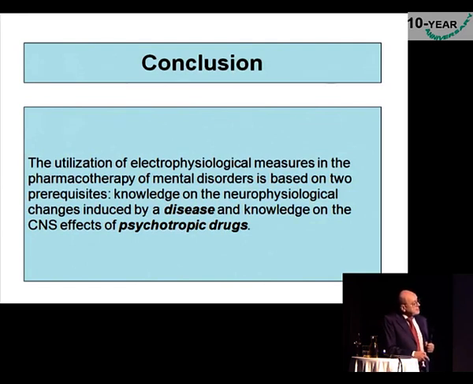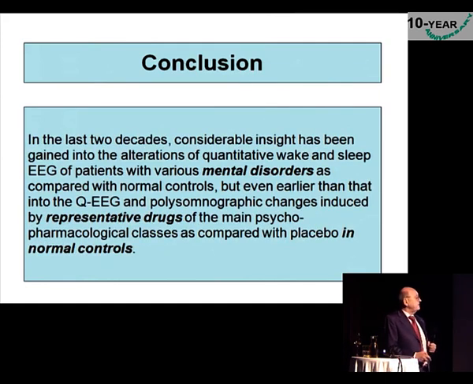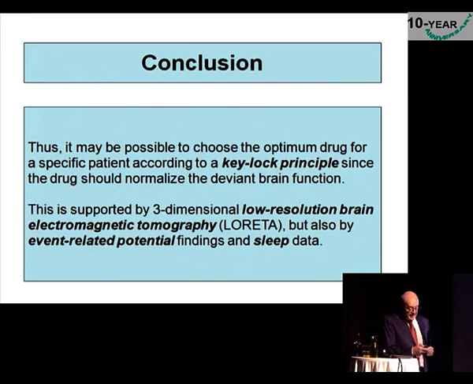And in conclusion, the utilization of electrophysiological measures in the pharmacotherapy of mental disorders is based on two prerequisites. First, knowledge of the neurophysiological changes induced by the disease, and knowledge of the CNS effects of psychotropic drugs. But that you have to measure. And this is what our meeting today is about, not only clinical, but also with objective and quantitative methods. And it seems that certain mental disorders, as compared with controls, induce changes which are just opposite to the drugs which are used for the treatment of these diseases. And finally, thus, it may be possible to choose the optimum drug for a specific patient according to a key-lock principle also in the individual patient.